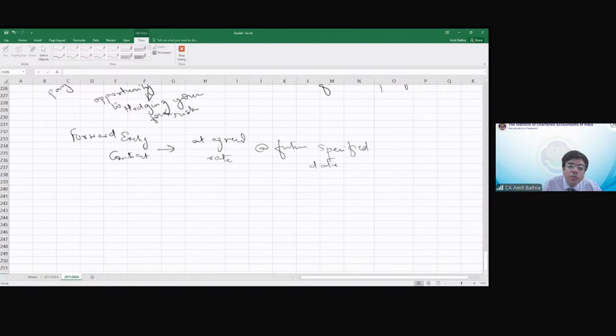Now, in the future, if the price increases or decreases, either way, I will not get the benefit of the profit, neither will I get the benefit of loss, right? Because I have already covered my position. This is foreign exchange contract, right? So we basically try to cover our positions.